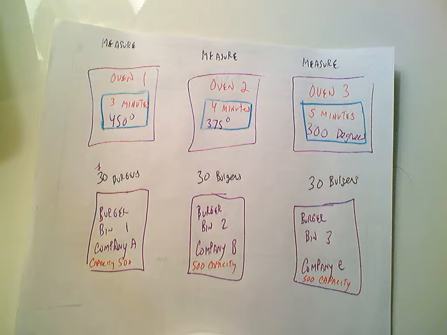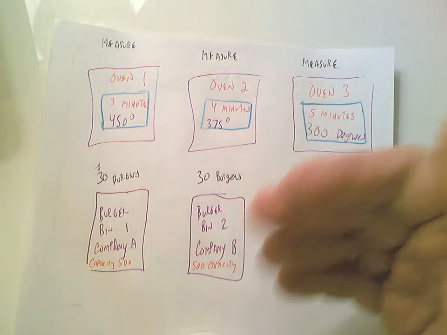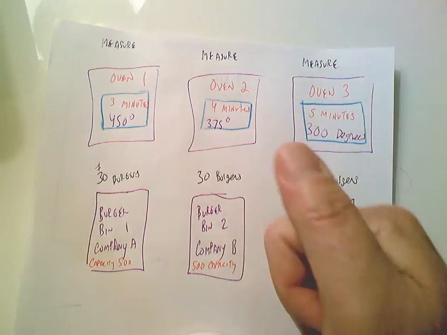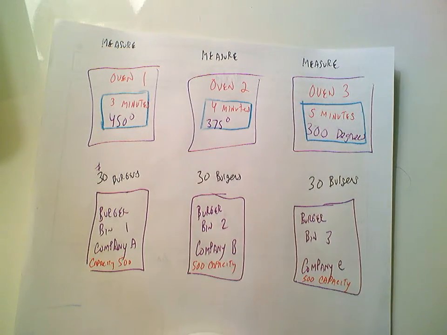They're going to take from Company A, they're going to randomly select 30 of those burgers, throw them onto oven 1 for 3 minutes at 450 degrees. Burger 2 from Company B, they're going to do the same thing with that bin. Grab 30, randomly chosen from in here, throw them onto the second oven, and so on and so forth. After they're cooked, they'll measure the moisture content, and they'll try to compare and contrast.